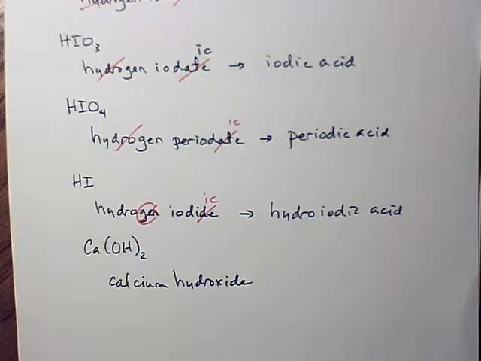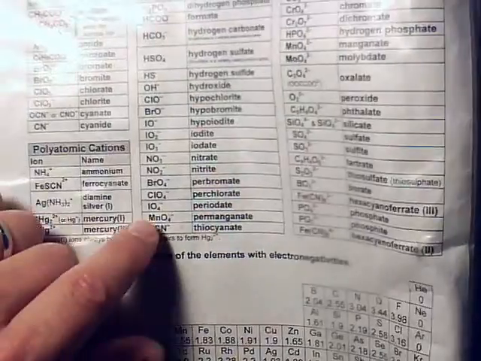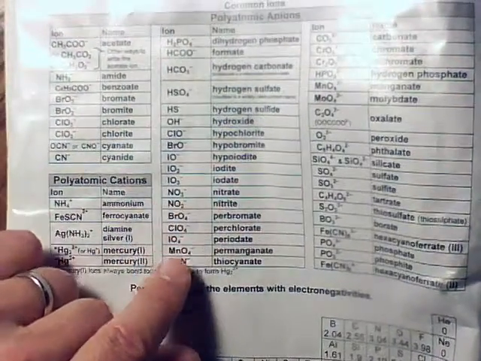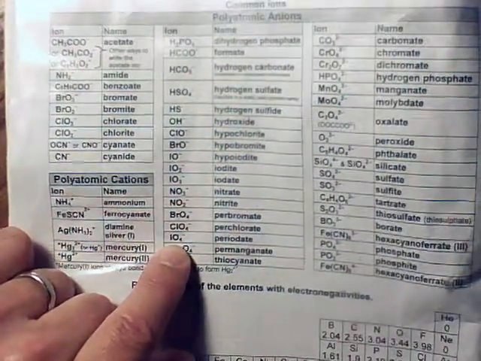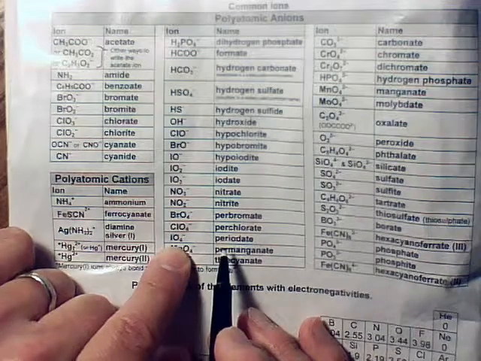You got a question? You have a question? The periodic, or whatever, periodic, is that because there's 4 oxygens? Yes. Well, it's periodate. It comes from the polyatomic ion on your list. Okay.